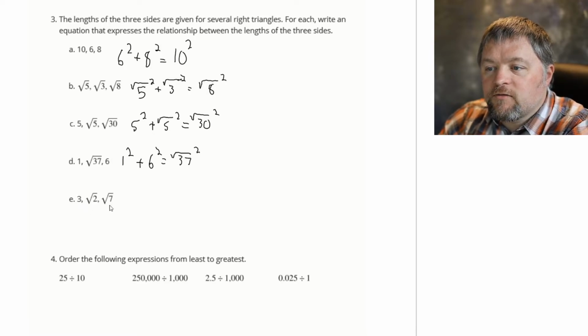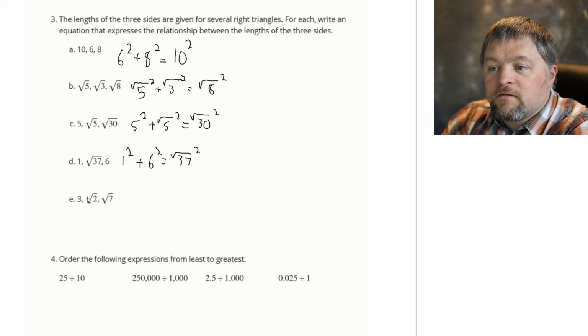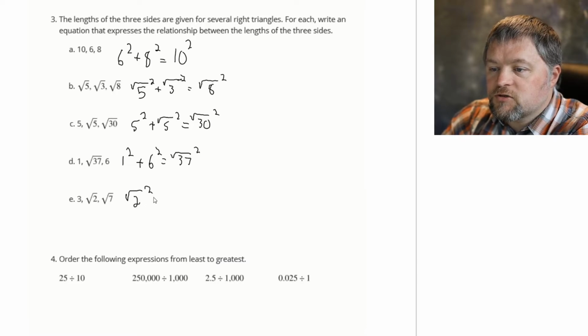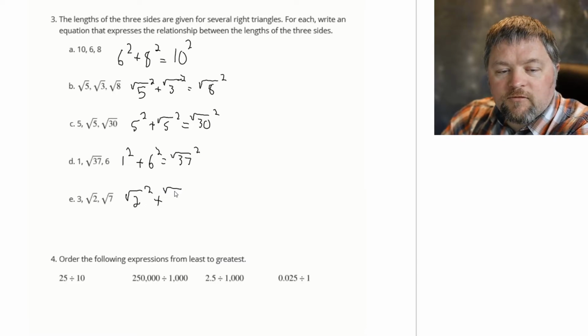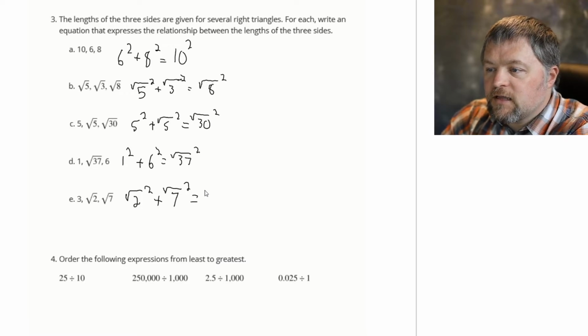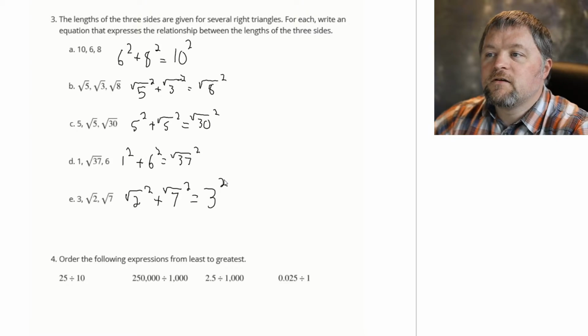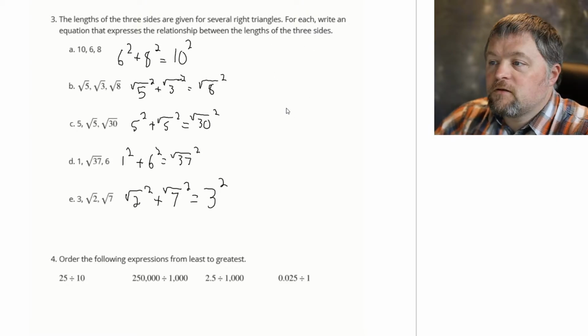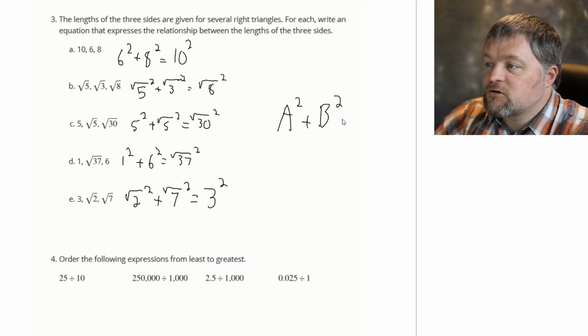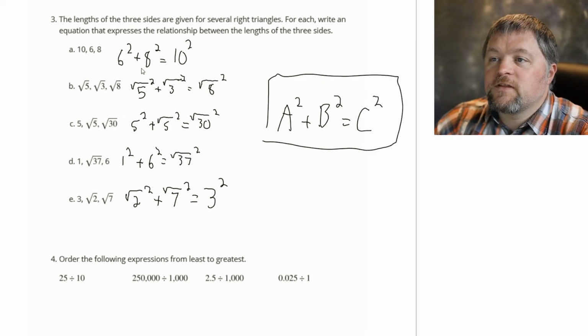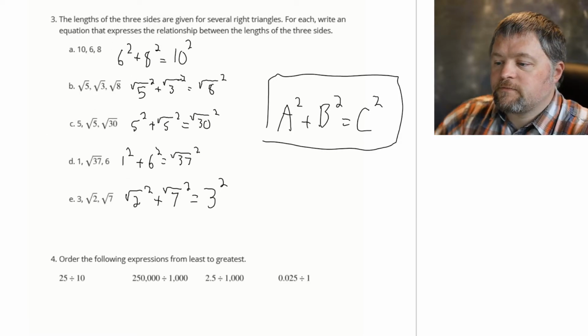3, square root of 2, square root of 7. Which of those is longest? The square root of 9 is 3, so our 3 is the longest side here. So the square root of 2 squared plus the square root of 7 squared equals 3 squared. So we just wrote an a squared plus b squared equals c squared statement for each of these right triangles.